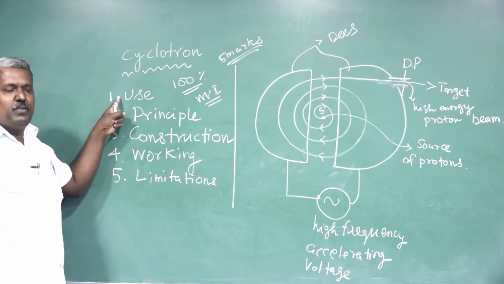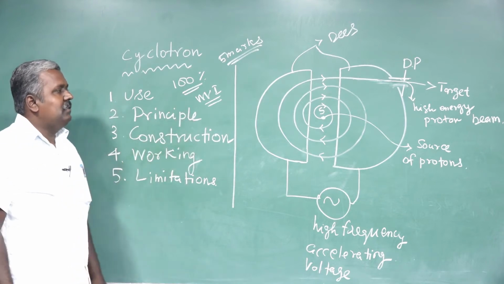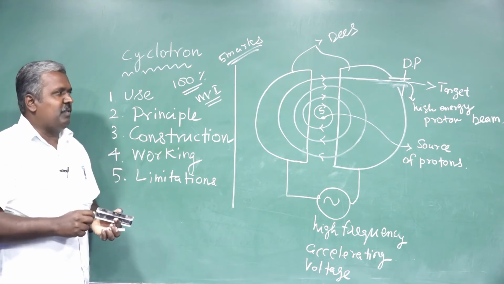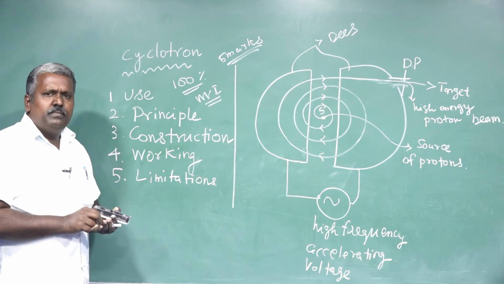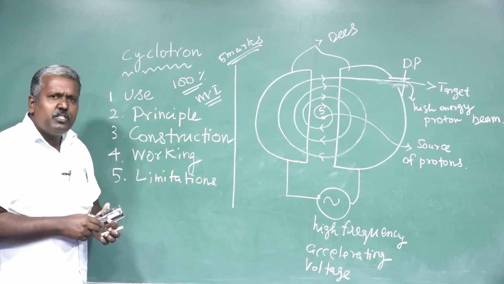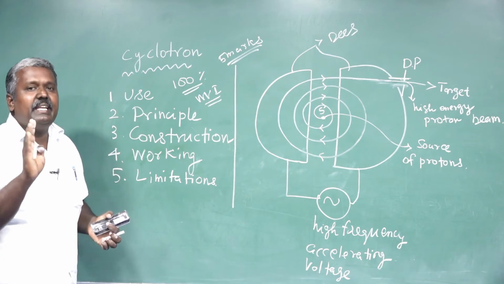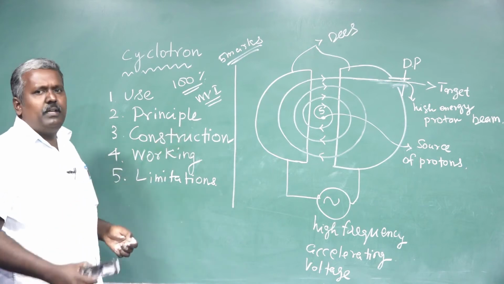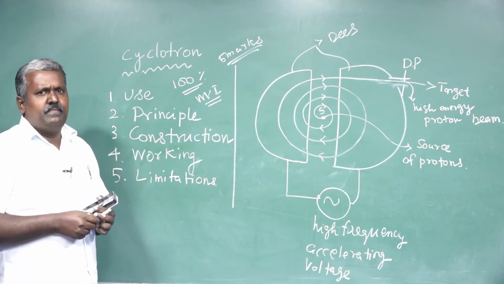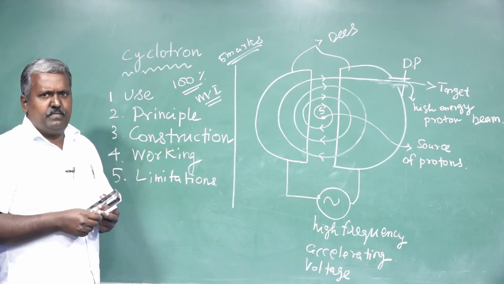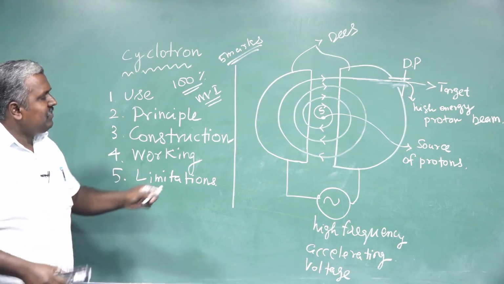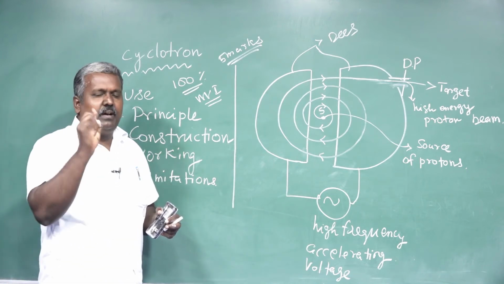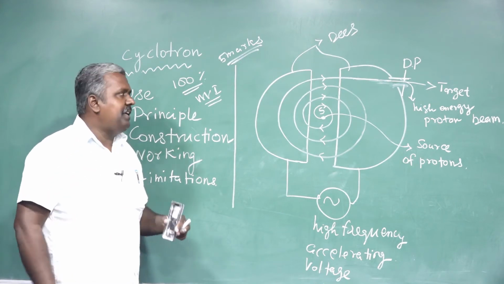Okay, listen. First, use. What is the use? This is a device. It is used to accelerate charged particles to gain high kinetic energy. Remember in your mind. And this is also called a high energy accelerator. It was invented by Lawrence and Livingston in 1934.